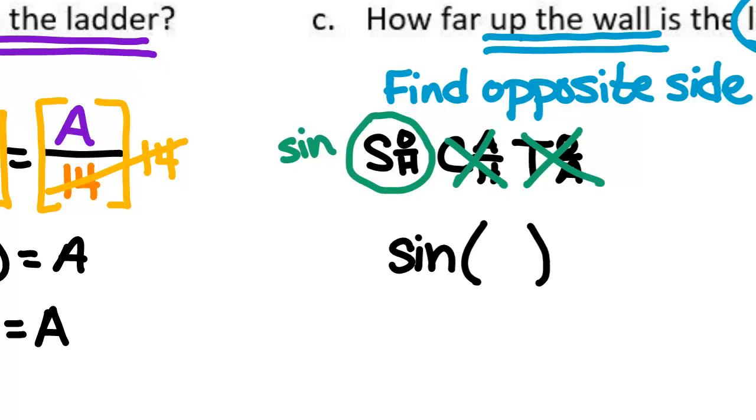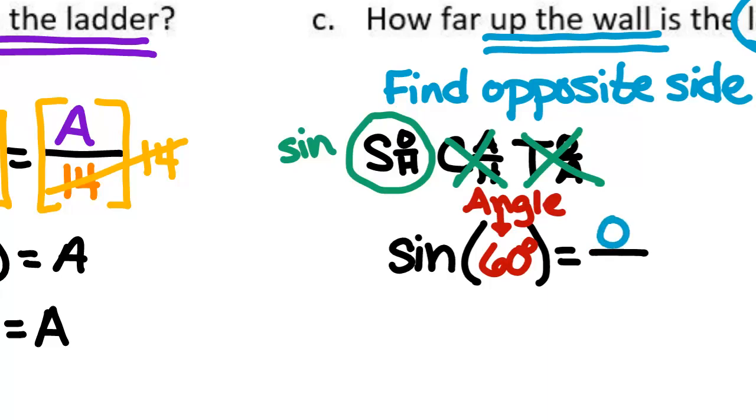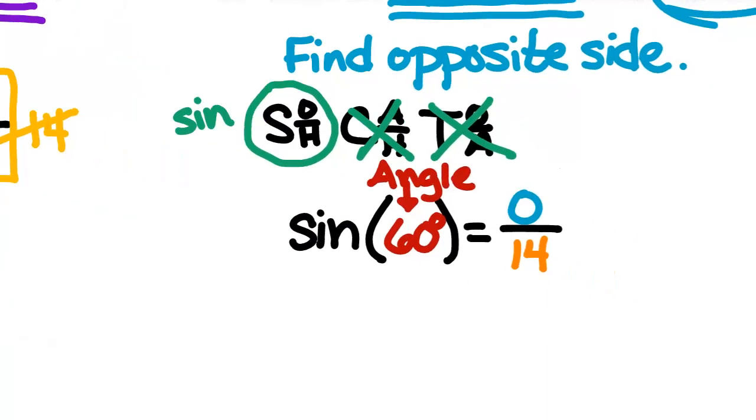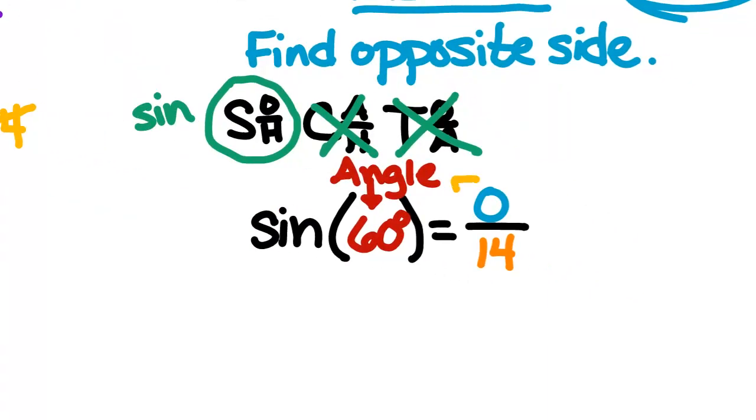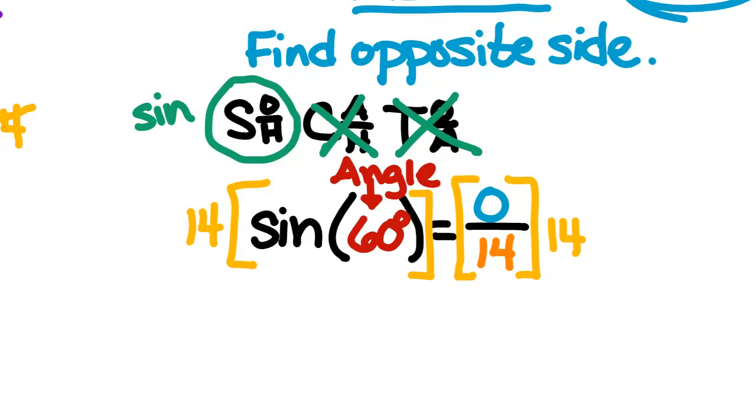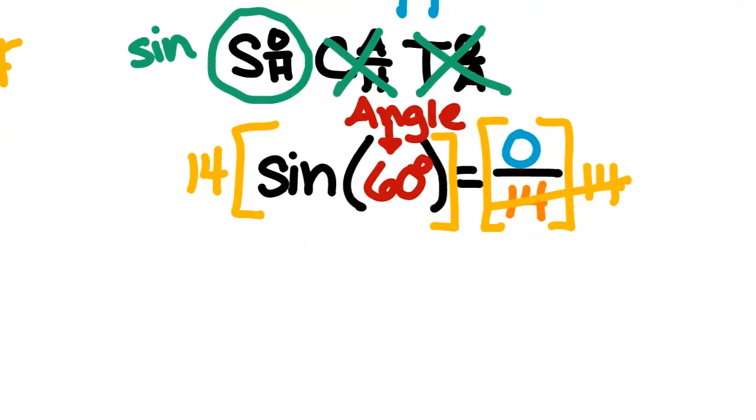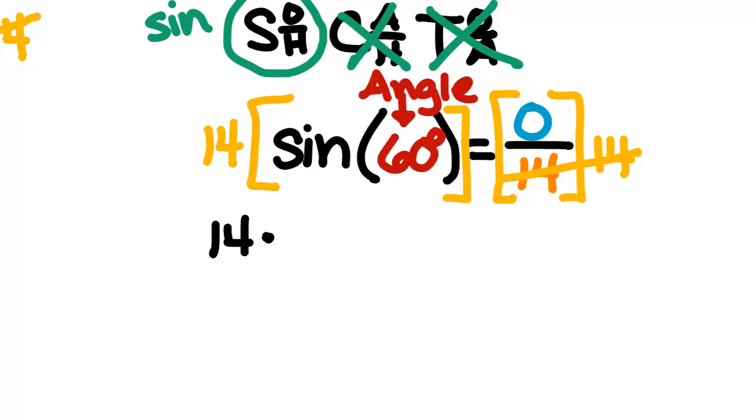What goes in my parentheses? 60. Sine of 60 degrees equals what over what? Opposite over 14. So now what am I going to do? Multiply both sides by 14. So into the calculator, we put 14 times the sine of 60 degrees.